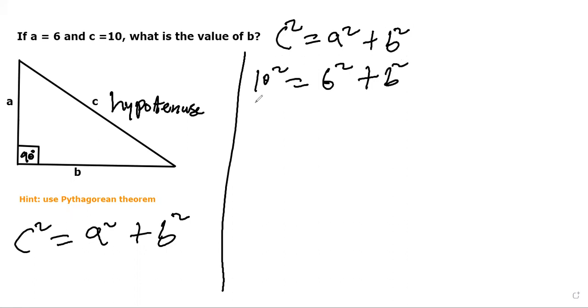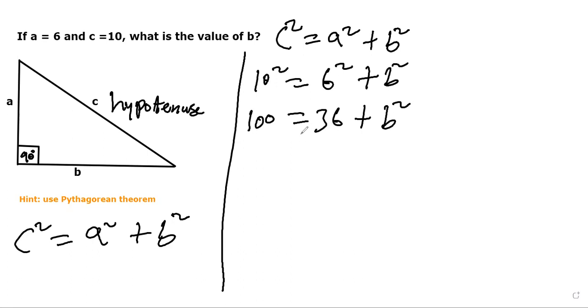So right here, we're going to have 10 squared to be 100, because 10 times 10 is 100. It equals what? 6 times 6 gives us 36, plus B squared, right? So what we have right here is 100 equals 36 plus B squared. We're going to take like terms, so we're going to take 36 to the side of 100.